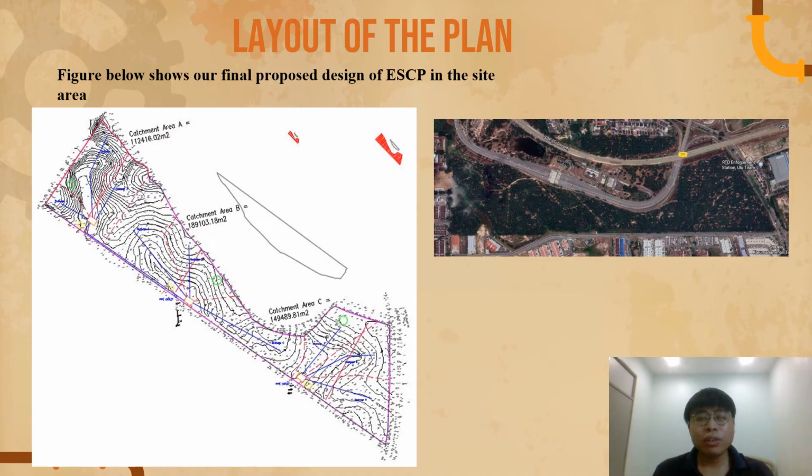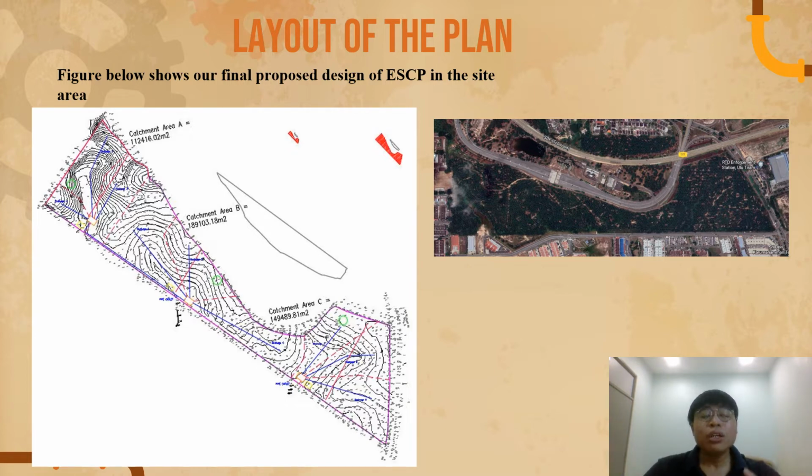Now we move on to the layout of the plan. The figure below shows our final proposed design of the ESCP in the site area. I have differentiated it into three parts, which are catchment areas A, B, and C, according to the proposed design level from the earthwork group. So it is not placed at the same level as we design it, so it will not cause a problem.